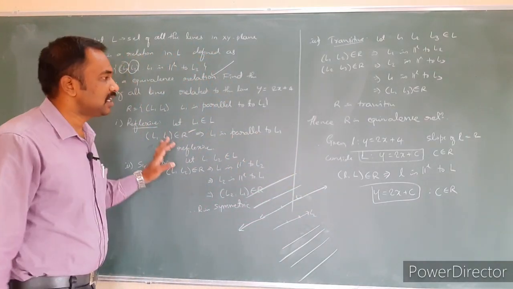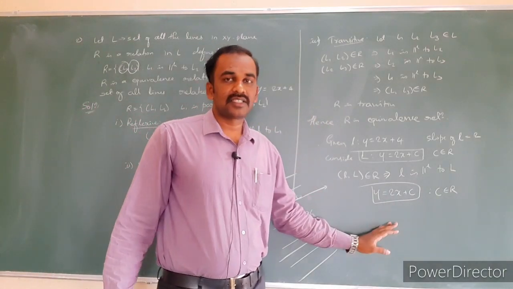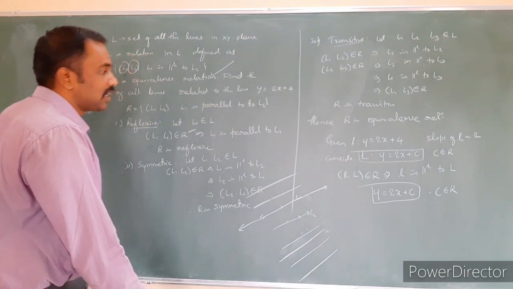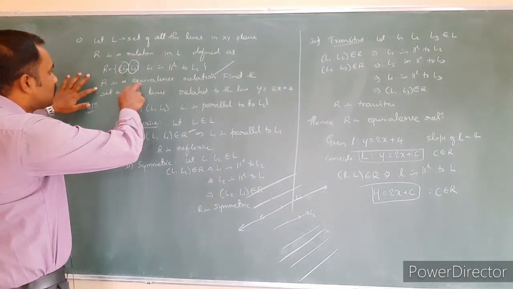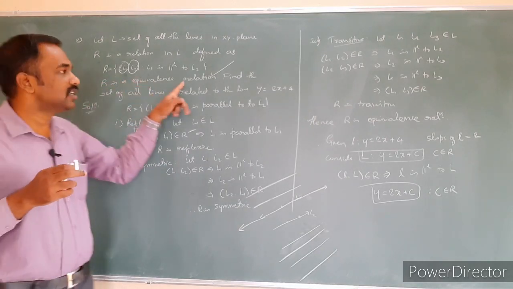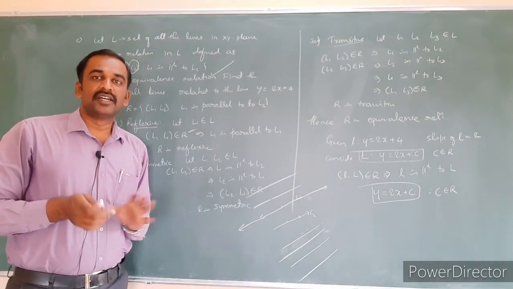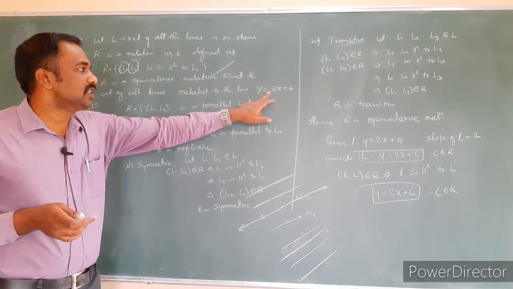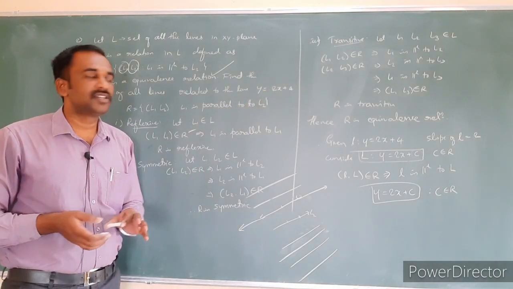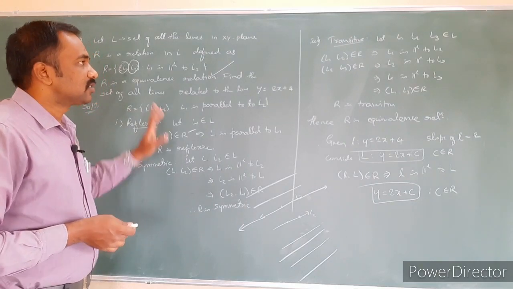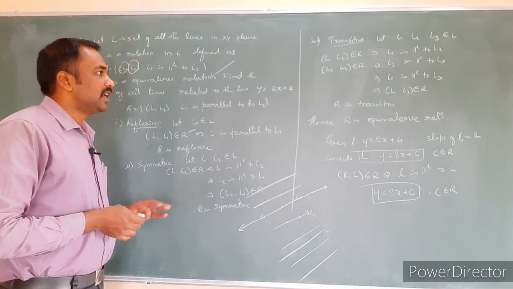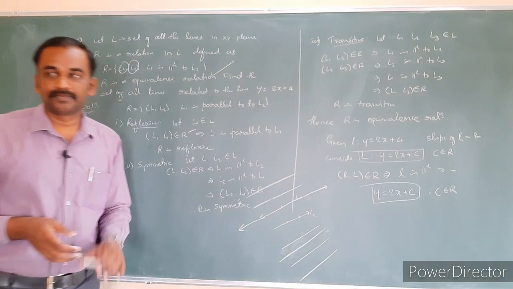Sometimes they directly ask a 1-mark or 2-mark question: find the lines related to the line. They give that R is an equivalence relation, then find the lines which are related to y = 2x + 4. They might have asked it in either way. Anyhow, it is better to note this down, and I will go to the next problem.